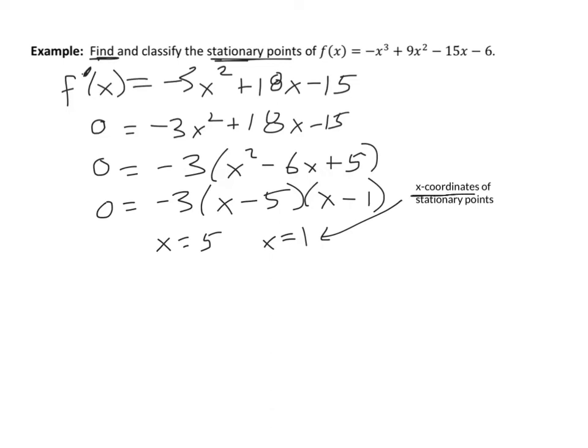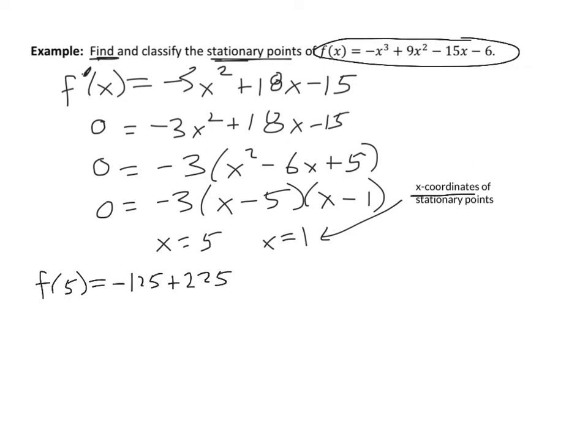So if we want to actually find the points, I'm going to need to plug these back into the original function to find out what their y value is. So we're going to do that really quickly before we classify them. So f of 5 would be, if I plug 5 into these things, negative 5 cubed, that's negative 125, plus 9 times 25, that's 225, minus 15 times 5, that's another 75, and then minus 6. So let's see here. These two things together are negative 200, so this is positive 25 minus 6. It looks like 19 to me. So f of 5 is 19. That means that we know that there's a stationary point at (5, 19).